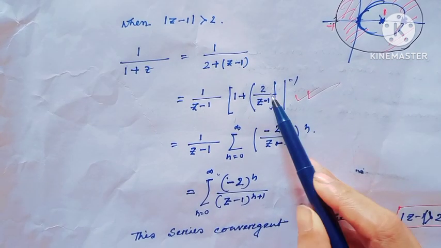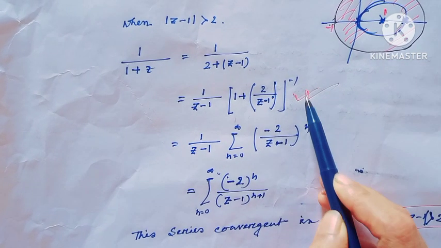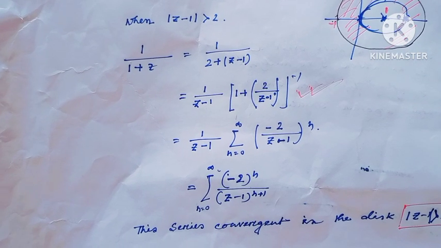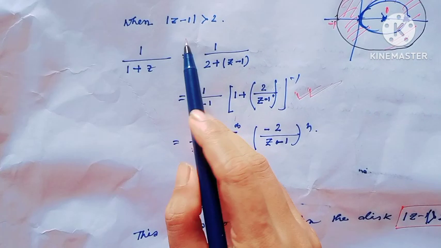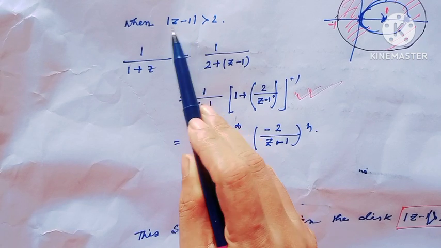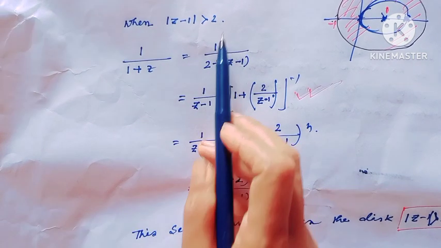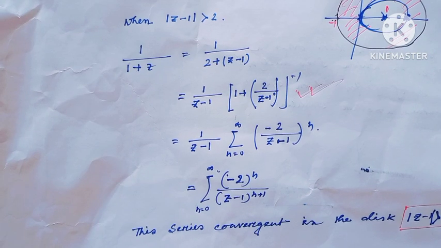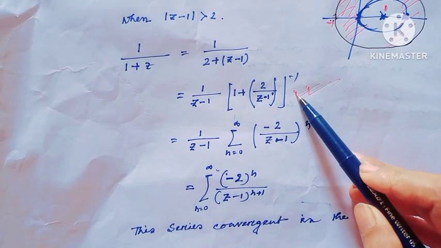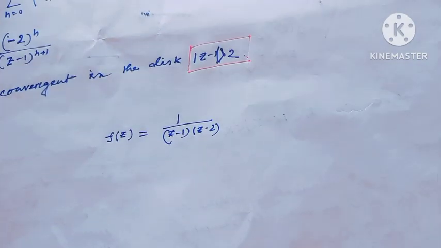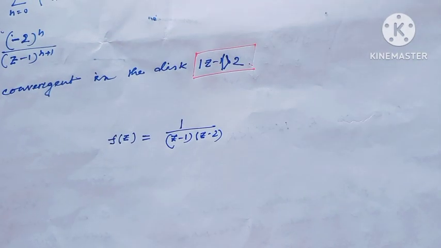Here I have considered such type of geometric series because I will say this series is convergent when the absolute value of z minus 1 is strictly greater than 2. So I have considered the series of such type. Okay. Next, f(z) equals 1 over (z minus 1) times (z minus 2).